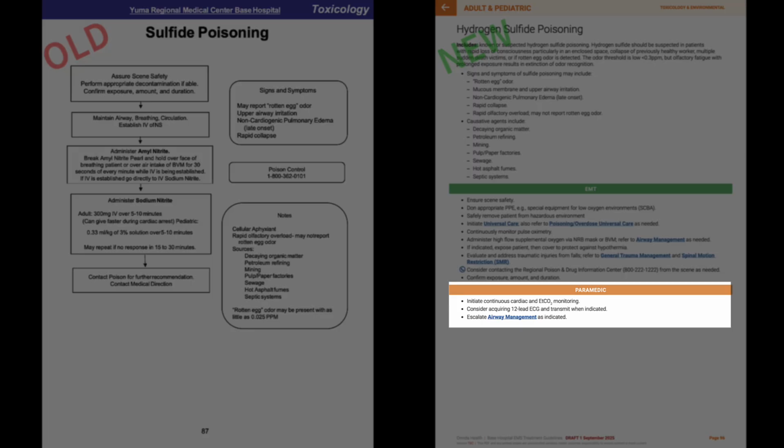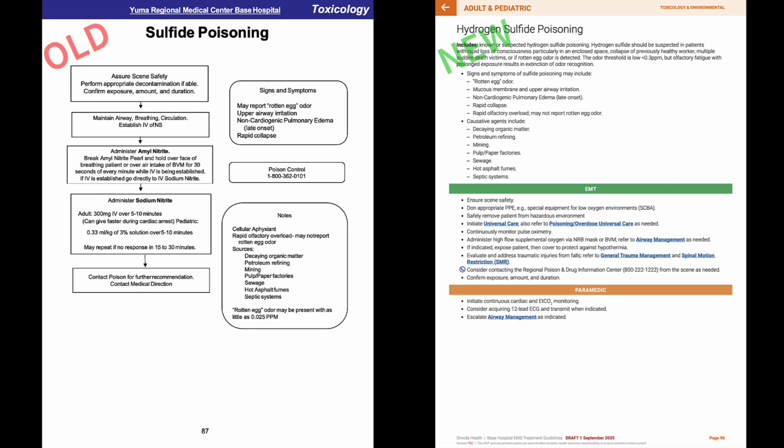In the paramedic section, the focus remains on cardiac and end-tidal CO2 monitoring with 12-lead ECG acquisition as appropriate. And you'll notice one major difference: the Onvida version does not include amyl nitrate or sodium nitrite. These medications were listed in the old guideline, but their use in hydrogen sulfide poisoning is controversial, poorly supported, and generally not recommended by toxicologists in the modern era, especially in single patient scenarios.